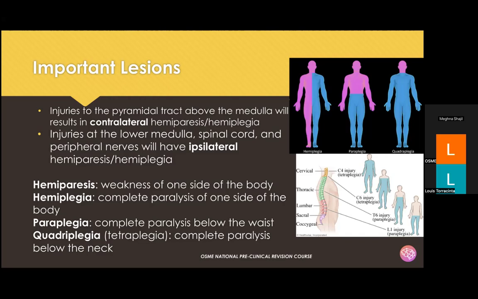And injury at the lower medulla, the spinal cord, and the peripheral nerves will have ipsilateral hemiparesis or hemiplegia. So it basically depends. If the lesion is above where the decussation is, you'll have contralateral. If it's below, then you'll have the same side. That just kind of makes sense.